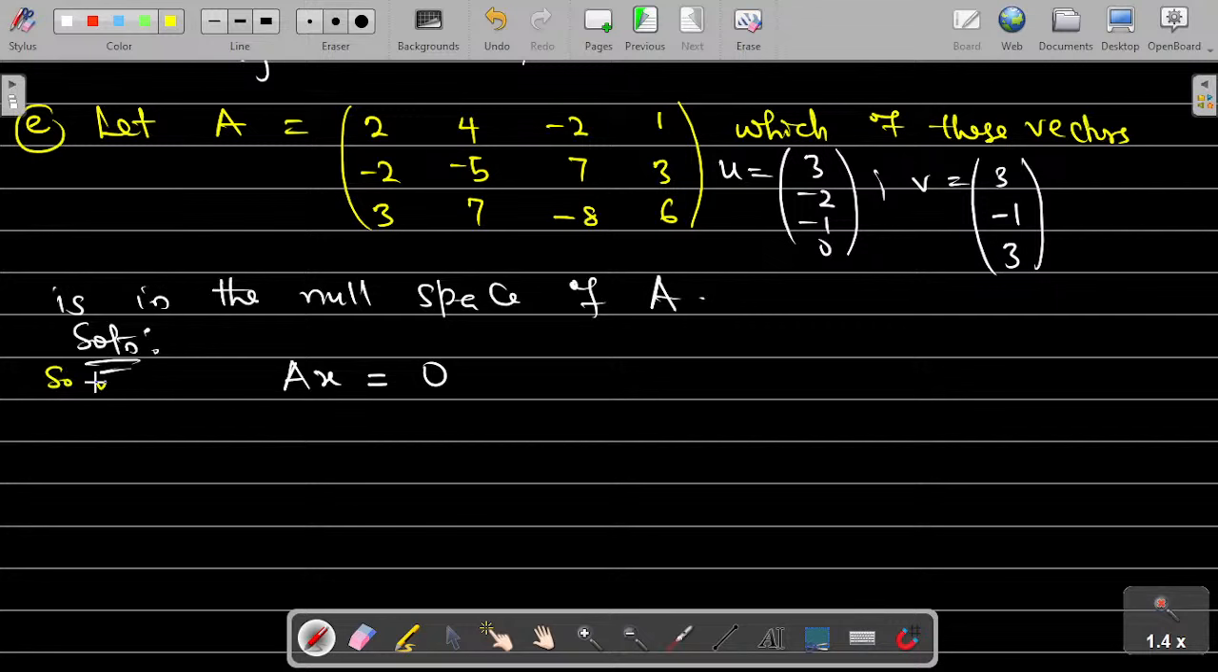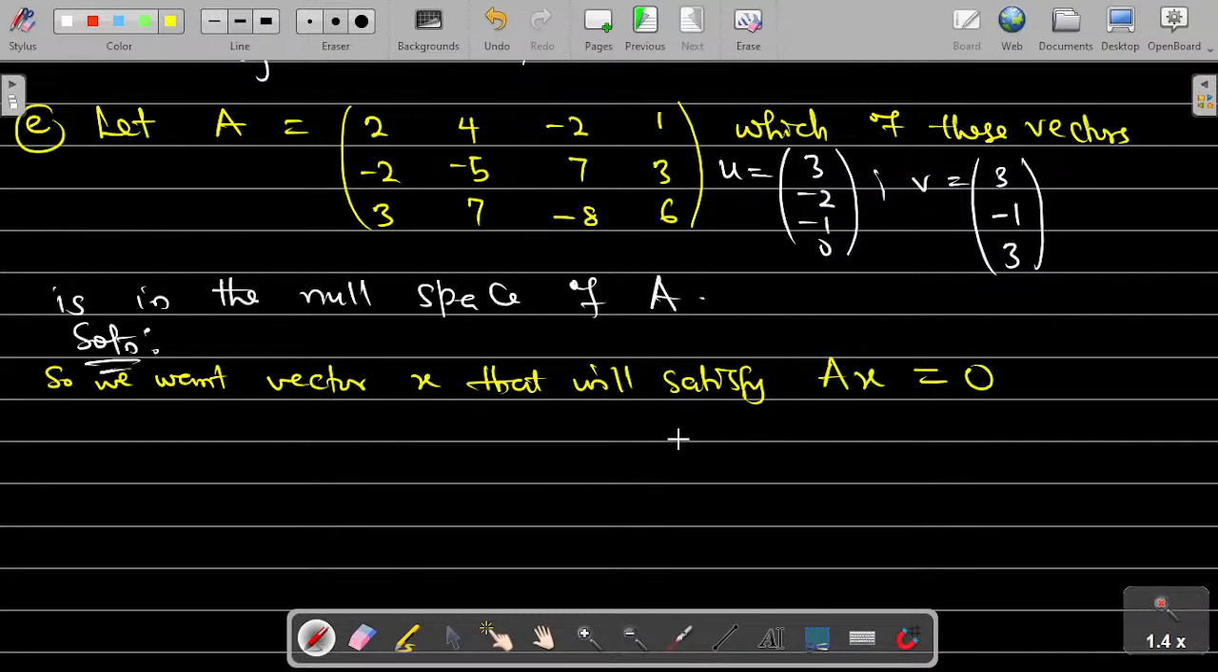We want a vector x that will satisfy Ax equal to 0. So I'm just going to substitute my x as u and as v.